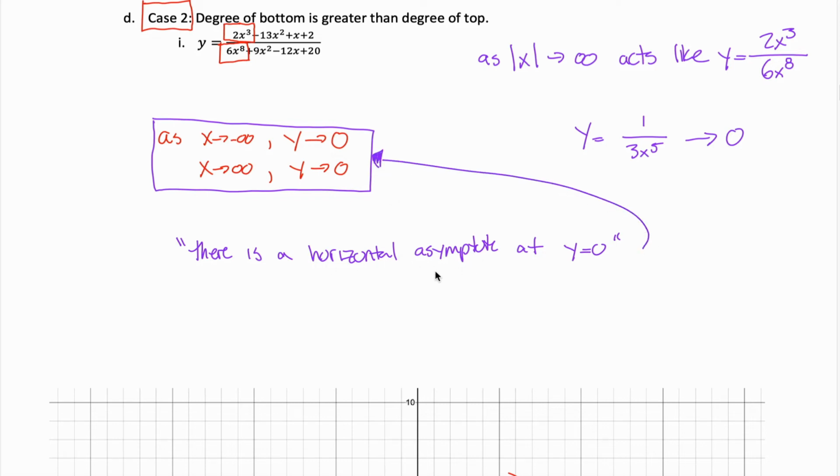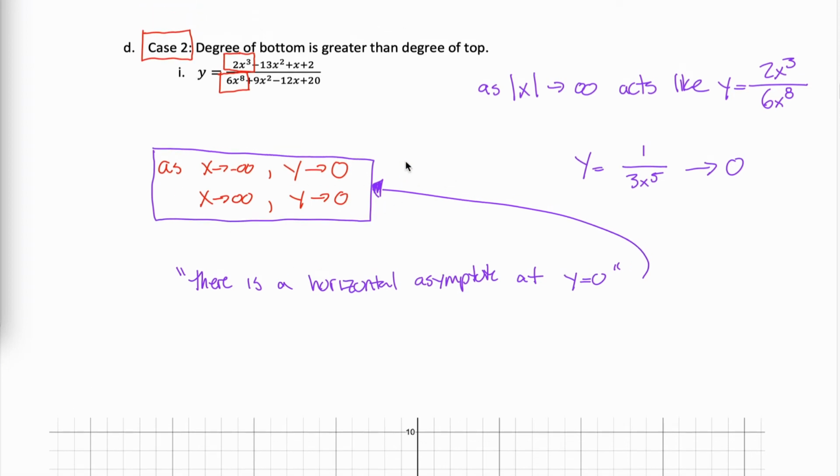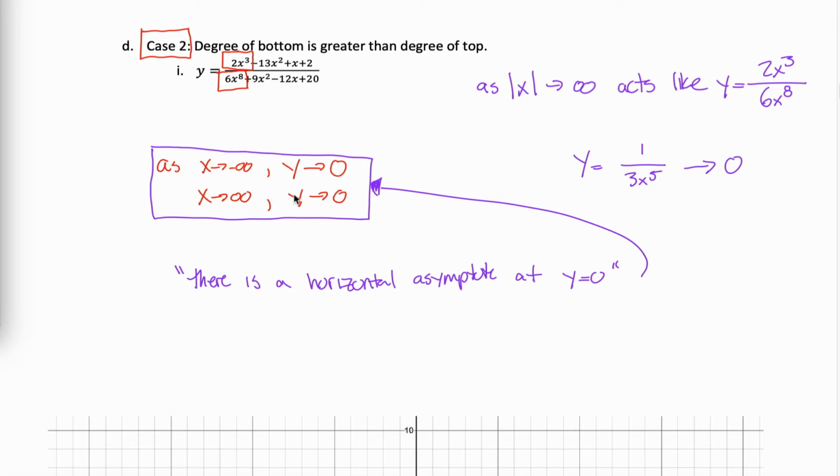When we talk about horizontal asymptotes, we're describing end behavior. If we say there's a horizontal asymptote at y equals 0, what that means is the end behavior when we go way out to the left approaches 0, and when we go way out to the right approaches 0. That's it. Hopefully you like case 2. Case 2 is kind of the easiest of the 3 cases. We always have the same answer. All that's left for you, the student, to do is recognize that we're in case 2.